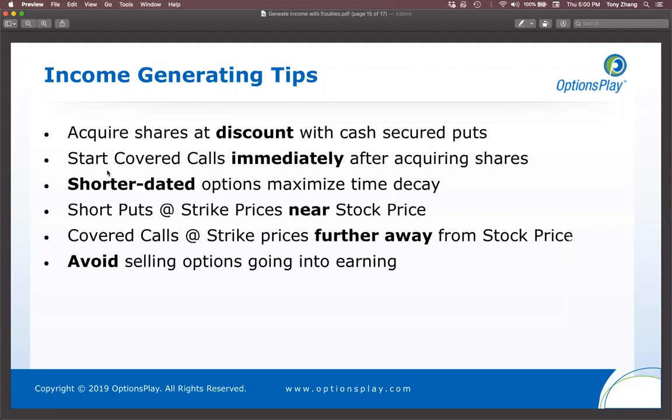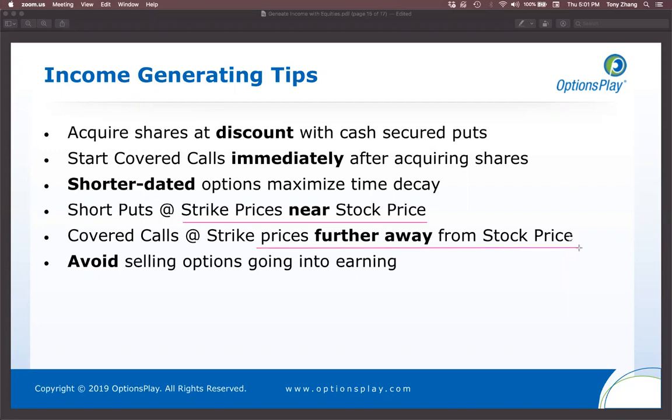When you're selling cash secured puts, use strike prices near the current price of the stock. When you're selling covered calls, use strike prices further away from the stock price. Not too difficult to remember, and Options Play does a lot of this work for you. And lastly, you want to avoid selling options going into earnings.